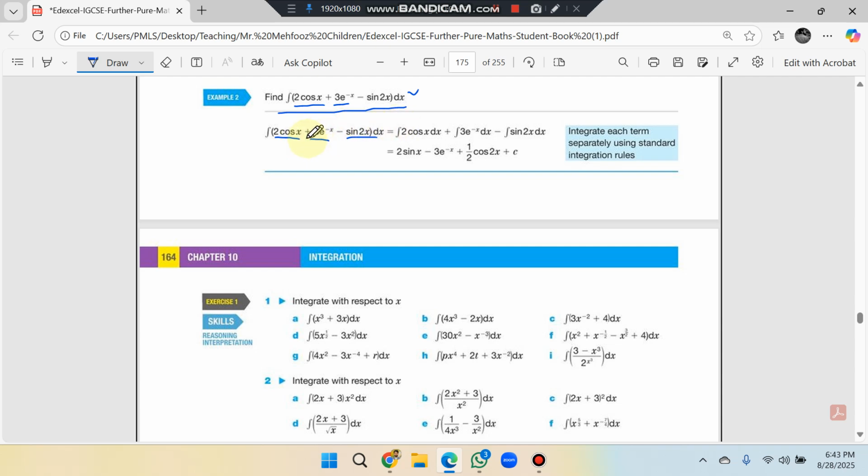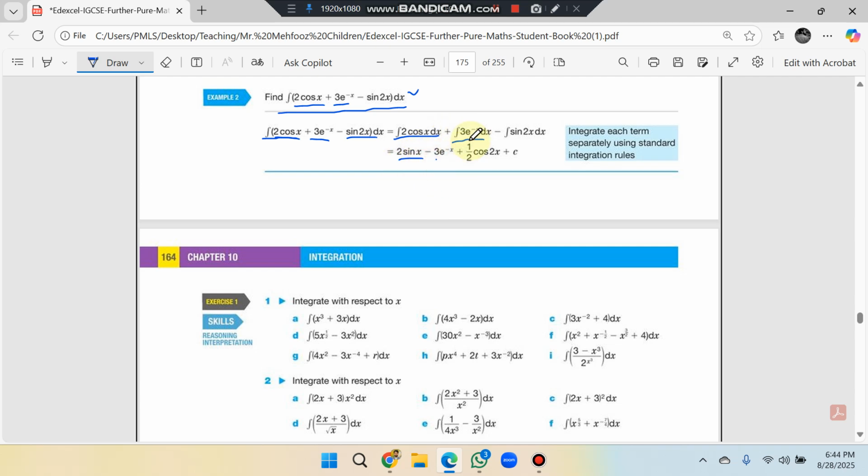2 is as it is, cos x. First of all we have to separate these integrations: 2 cos x dx, 3 e raised to the power minus x dx, and integration of sine 2x. When the functions are adding or subtracting to each other, then the integration can be separated. So 2 is constant, the integration of cos x is sine x.